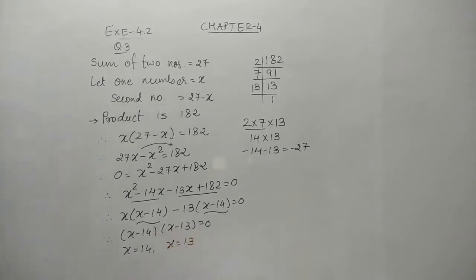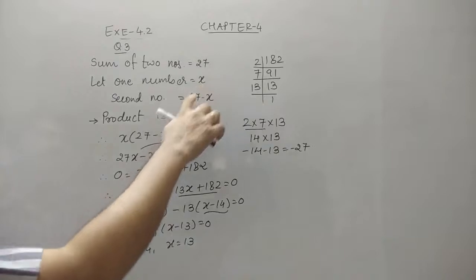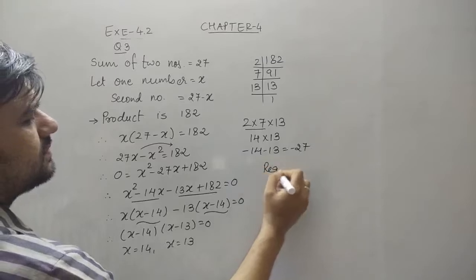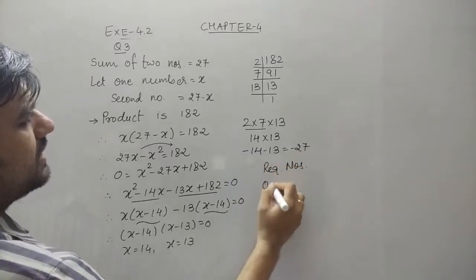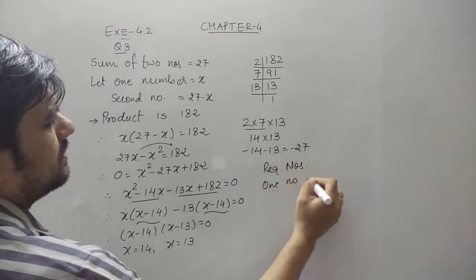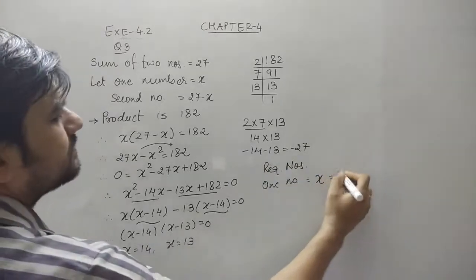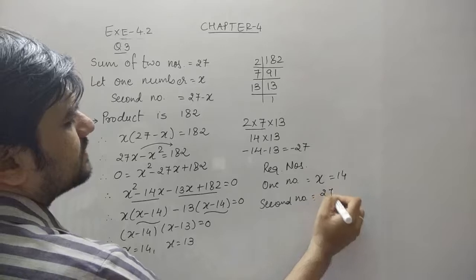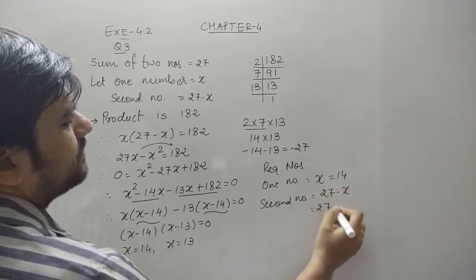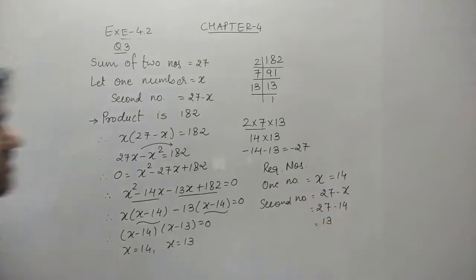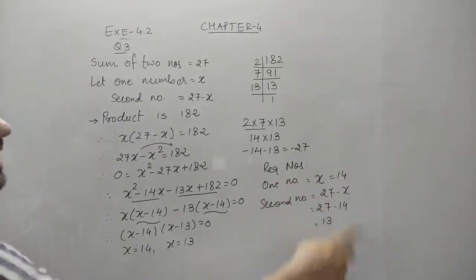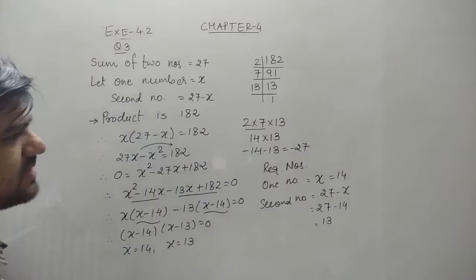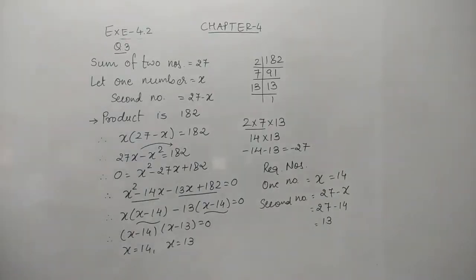So students, we can write here the required numbers. The numbers are x and 27 minus x. One number, as we supposed, is x, so you can take any value. Suppose we take 14. The second number, as we supposed, is 27 minus x, so 27 minus 14, that is 13. So the required two numbers are 14 and 13. If you had supposed the first number to be 13, then our second number would be 14. So it is vice versa, it doesn't matter. This is how the sum has to be done. Thank you.